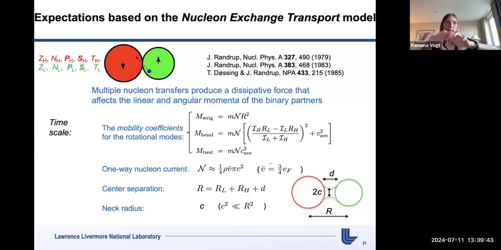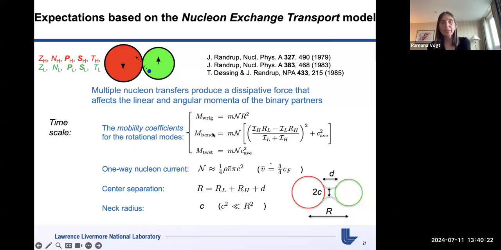While the two pre-fragments are still connected, they're exchanging nucleons through the neck region. That's illustrated right here. The separation between the centers can get bigger and bigger depending on the time. As you're approaching scission, D is bigger than when you're just starting out the process, and the neck radius C is assumed to be a couple of Fermis at most.